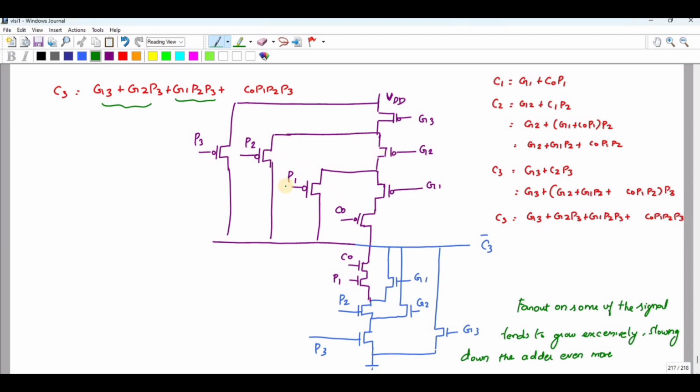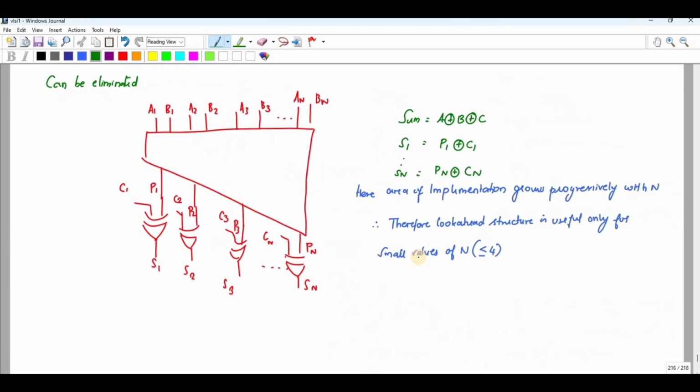By doing this, you can see the fan-out increases excessively if I increase the number of n, which will slow down the adder more. So you slow down the adder by increasing the area. Therefore the look-ahead adder structure is useful only for small values of n, less than 4. So this is your drawback.